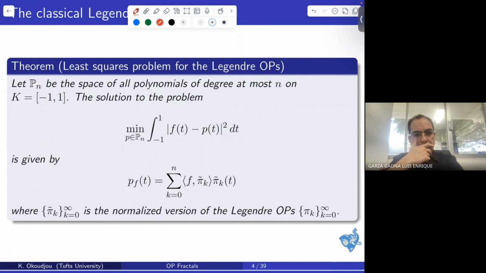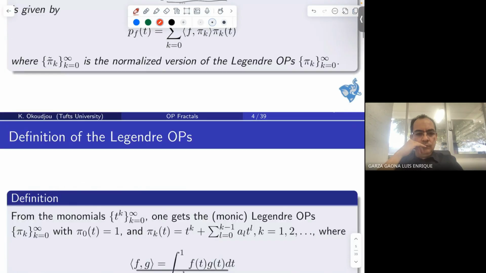This is a pretty classical problem. You just write a polynomial here, you multiply out, you sort of realize that to minimize this, you just have to take this projection with respect to this orthogonal polynomial. So there is nothing new in here.